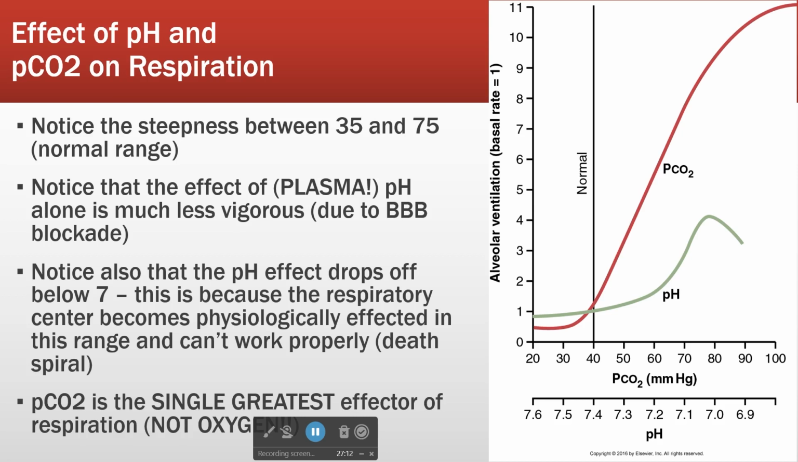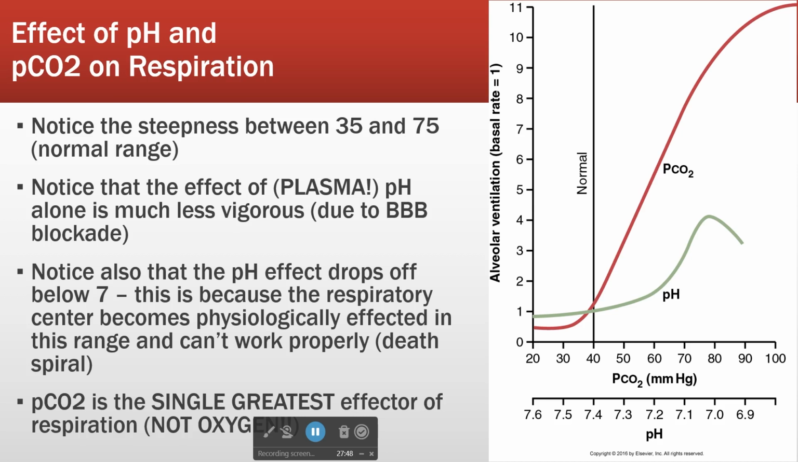7.4 is normal for the body. So as we drop below 7.4 and head towards 7, we see that our ventilation dramatically increases. Now, the pH they are referring to here is the plasma pH, not the pH around the DRG. Remember that blood-brain barrier effect. So this is plasma pH, blood gas pH. This is showing you what we talked about the other day, that as pH drops, minute ventilation increases.